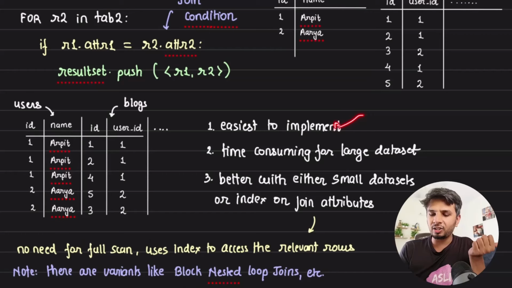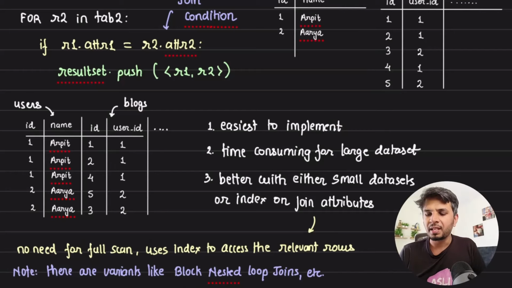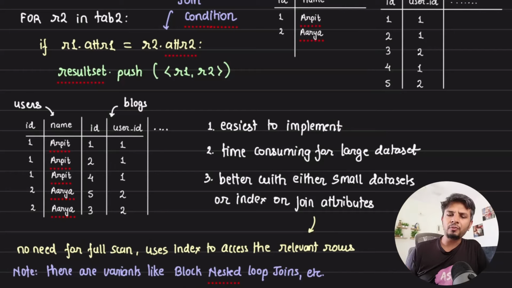So although it's easy to implement, it could be very time consuming for a large data set. Imagine joining two tables with millions of rows, too slow. But because of its simplicity, it's really efficient for smaller data sets. And if you have the right indexes, the flow becomes even faster. So be mindful whenever you are joining two columns, just have the right set of indexes on them.